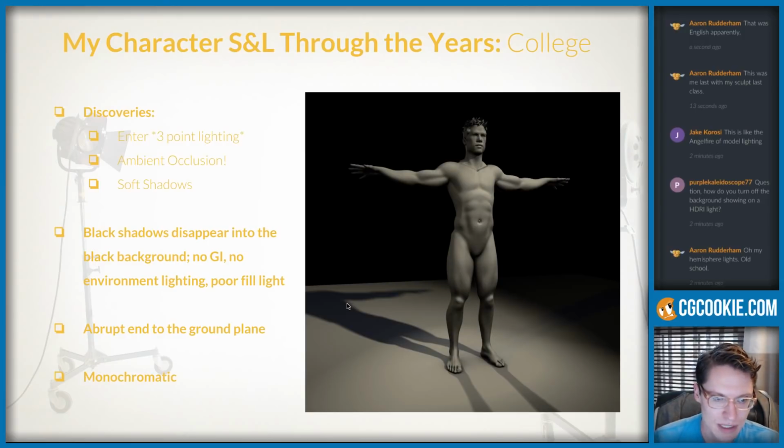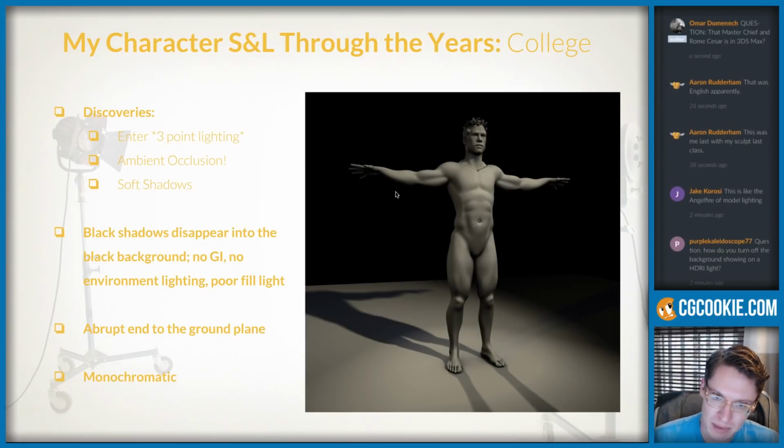Black shadows disappear into the black background. That's 2 problems. The black background, very, very dark black shadows. Like this arm arguably looks like it's super skinny. It's missing about half of its volume in the shadow. And similarly around the crotch, it's just pitch black, and that does not look good.